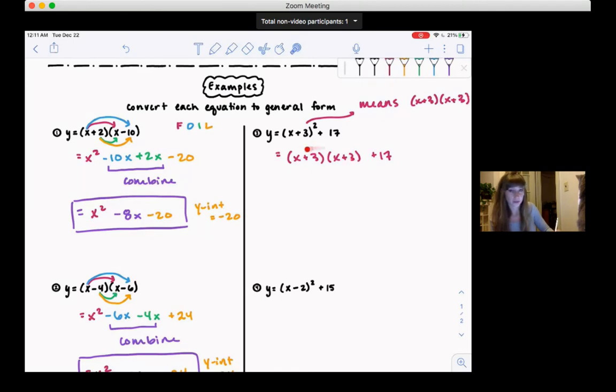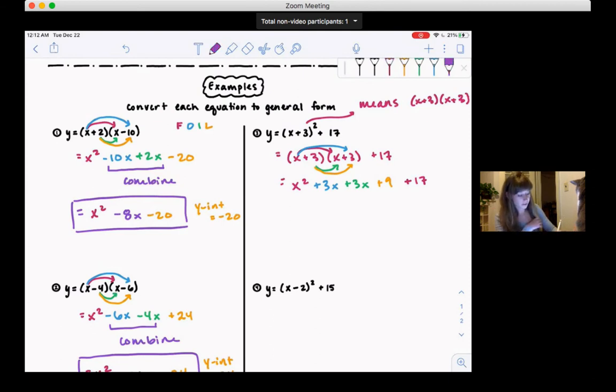Now we're going to multiply these together, just like we've been doing. So first terms gives me x squared. Outer terms, x times 3 gives me 3x. Inner terms, 3 times x gives me another 3x. Last terms, 3 times 3 gives us positive 9. And then we still have plus 17 at the end. Okay, so we expanded the exponent, we multiplied the binomials using FOIL.